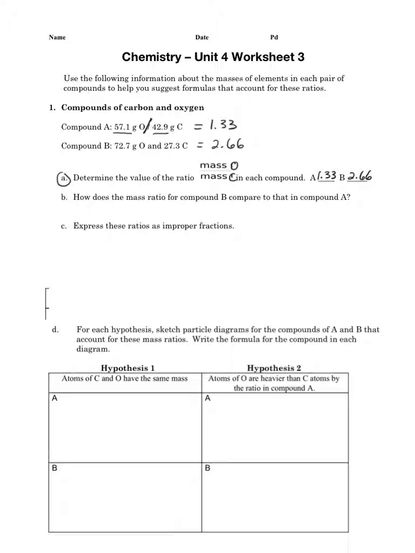So the B says, how does the mass ratio for compound B compare to that in compound A? Well, 1.33 and 2.66 are related in that compound B is twice or 2 times larger than A.